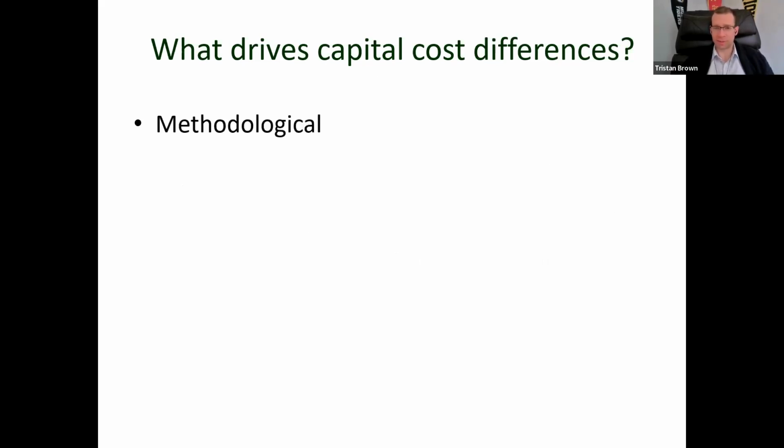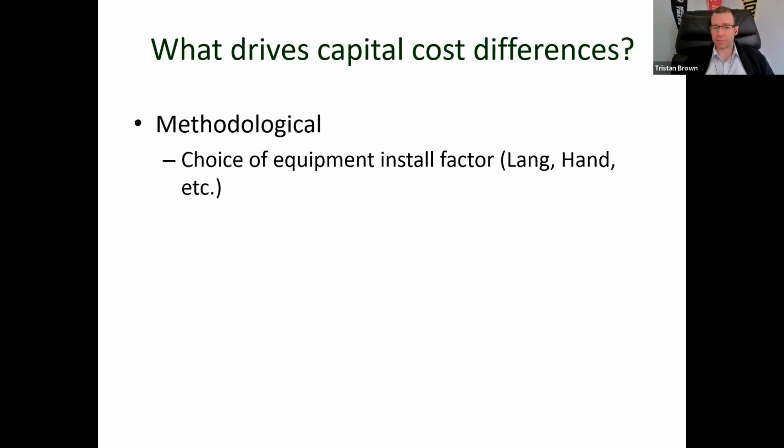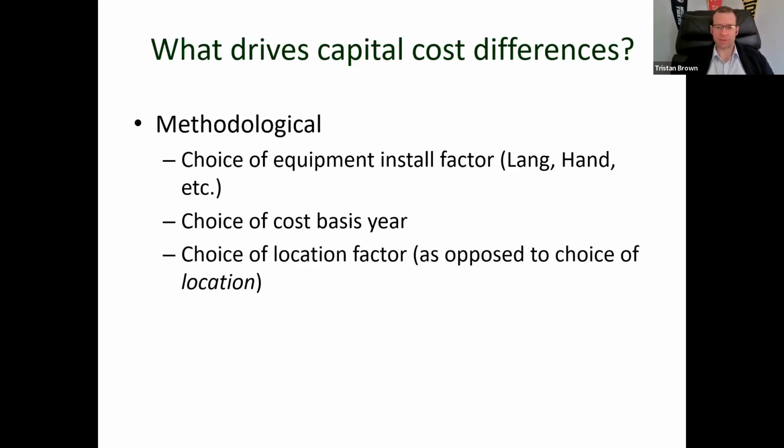You also have methodological differences. Choice of equipment, right? So what's your install factor that you're going to use? Lang is going to get a different result than your Peters and Timmerhaus factors. Choice of your cost basis here. This is a very simple one, but you always want to show what your cost basis is. Because I find some papers don't show the cost basis, and you ask the authors and they say, oh, it's 2007. Well, a 2007 cost basis in 2020 or 2022 now, right? That's going to be a big difference as well. And so those are the types of things you always want to account for.